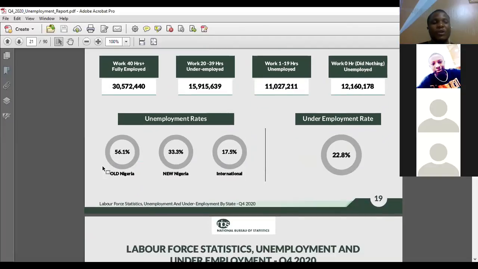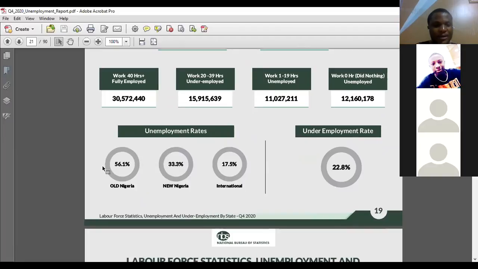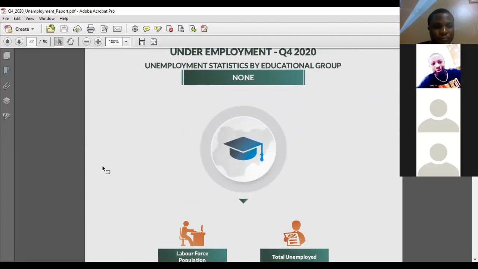Population. So the unemployment rate is 33.3%. That means for the fourth quarter last year, October, November, December, when the lockdown was being eased, okay, the unemployment rate was what? 33.3%. All right.